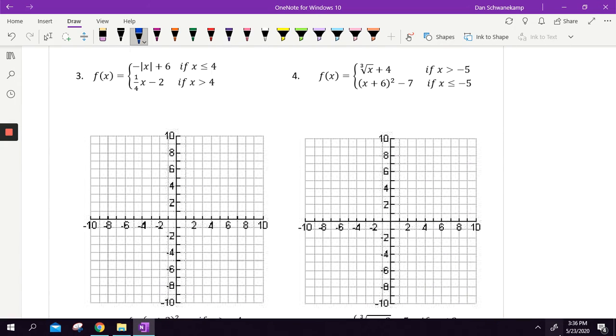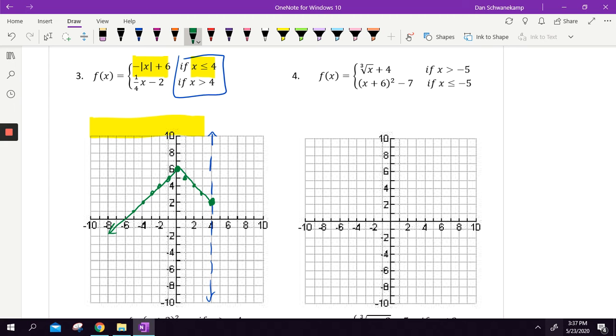Negative absolute value of x plus 6. My break line is at 4, so I'm going to go to 4. When I'm less than 4, when I'm left of 4, I'm graphing this. So that's going over here. The plus 6 takes me up 6. It's a V, but it's negative, so it's going to go down 1 over 1, down 1 over 1. Boom, boom, boom, boom, boom, boom. On the line, it's underlined, so I'm going to make that a dark circle there. Connect the dots. Boom, just like that.